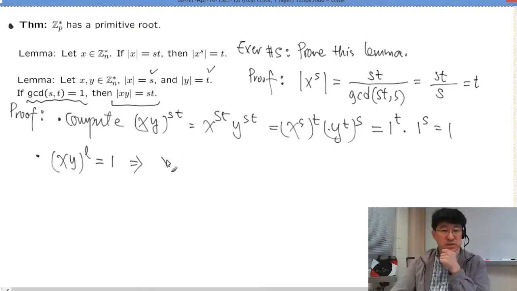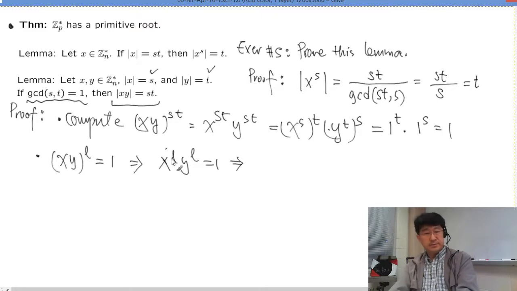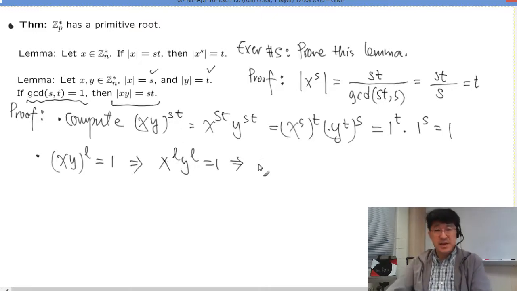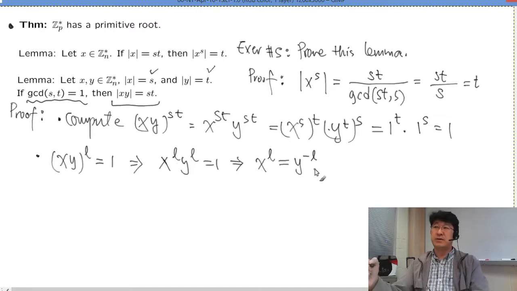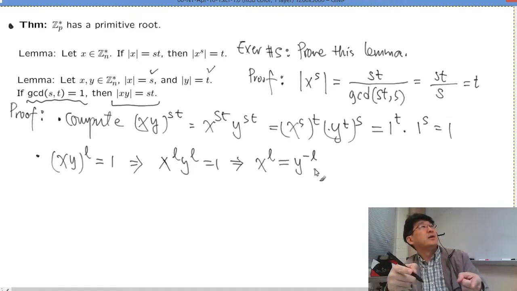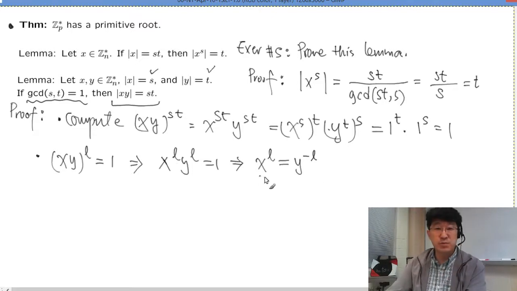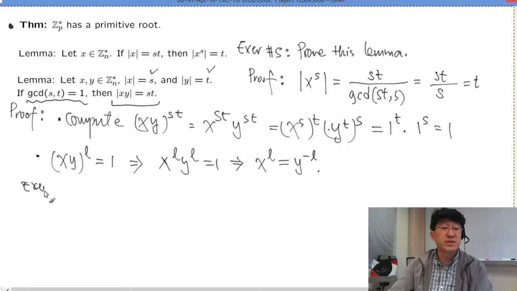What do we know about this? It is x to the L, y to the L equals 1. Is that right? And I separate it like this. x to the L equals y to the negative L. Fair enough? Then I apply the order formula to there. The order of this one is equal to the order of that one, obviously, because they are the same element, right? Fair enough? So let me make that one an exercise. What conclusion do you draw out of this thing, right? So here's exercise number 6.